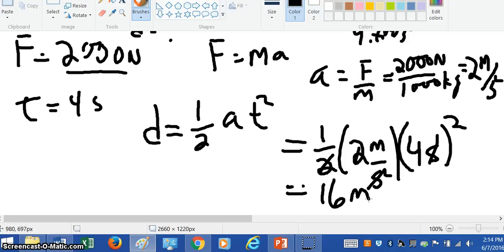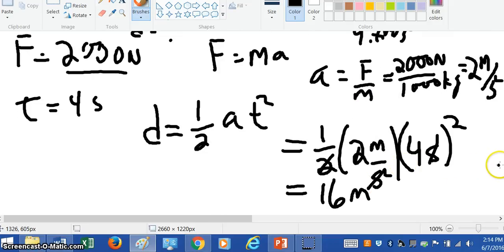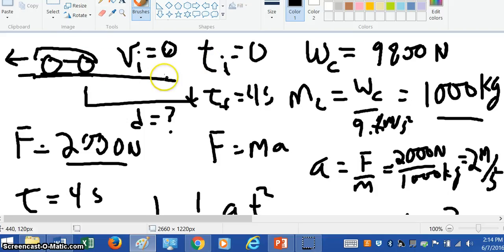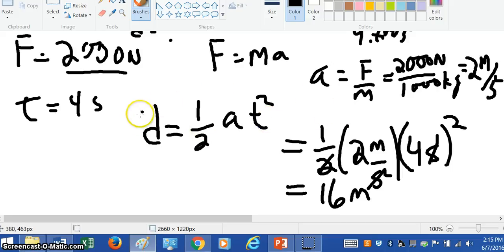Another thing that we could do if we want to expand this problem just a little bit is figure out the final velocity. What's the velocity right at this point when the time is equal to 4 seconds? It accelerated at a rate of 2 meters per second squared, so we can use the other equation. The previous equation relates distance to time when something's accelerating, but there's another equation that relates velocity to time. It's the acceleration times the time.